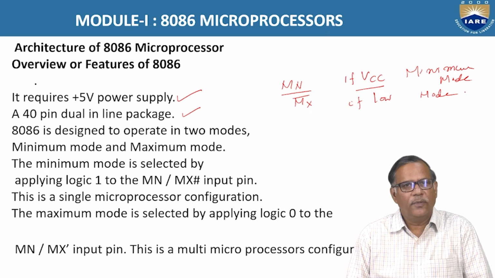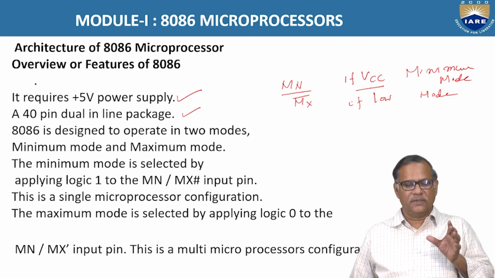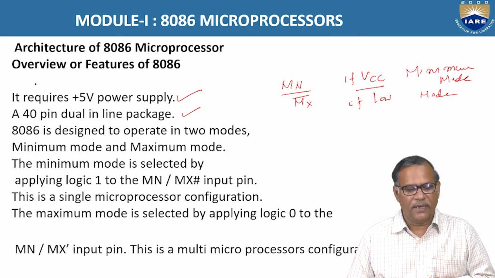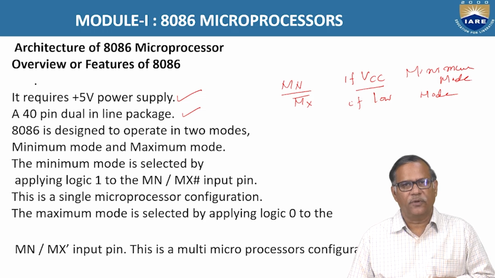So what is a minimum mode? Minimum mode is a single processor communication and maximum mode is a multi-processor communication. So let me draw the functional block diagram of this 8086 microprocessor.